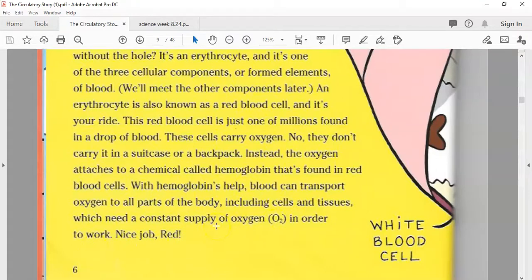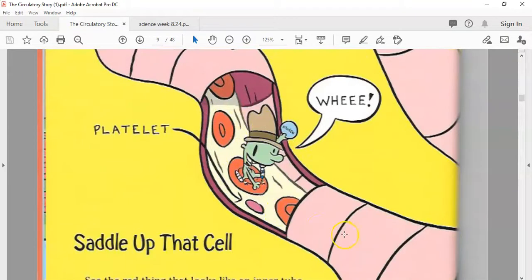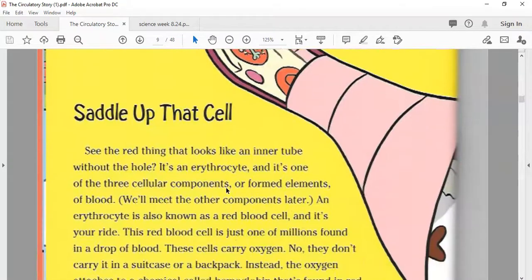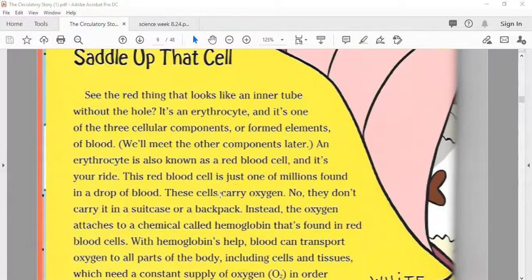Nice job, Red. So, boys and girls, we can tell from this illustration and diagram that this is a red blood cell, yes. So I know that the inner tube without a hole is a red blood cell. That green creature is going to travel through it, and it's going to be showing as part of our circulatory system. And remember, what is attached to the red blood cell? It's oxygen, okay? So boys and girls, is this section talking about our hearts?